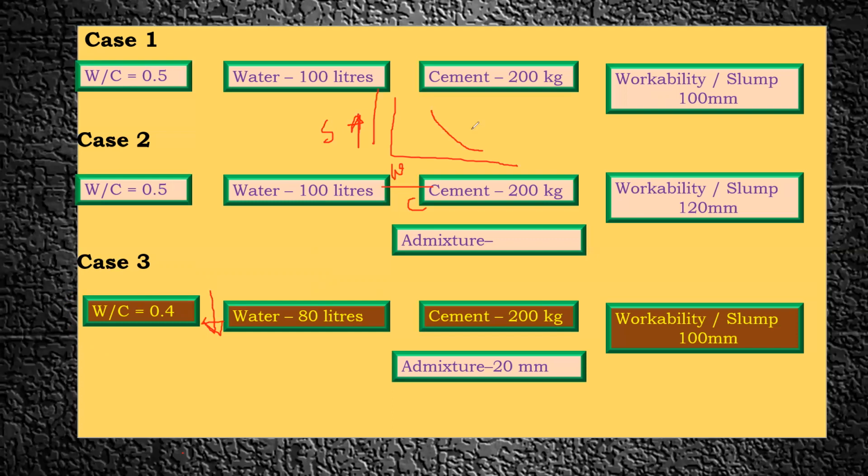Let us say for 0.5, I'm getting a strength somewhere here. This is my 0.5 water cement ratio, and this is the strength I've got. Let us say I'm getting some 25 Newton per mm square. Now since I've reduced the water cement ratio to 0.4, if this is 0.5, 0.4 will be somewhere here, and corresponding to this will be my strength. From 25 the strength has gone to 35, right? So indirectly the strength of the concrete is going to increase.